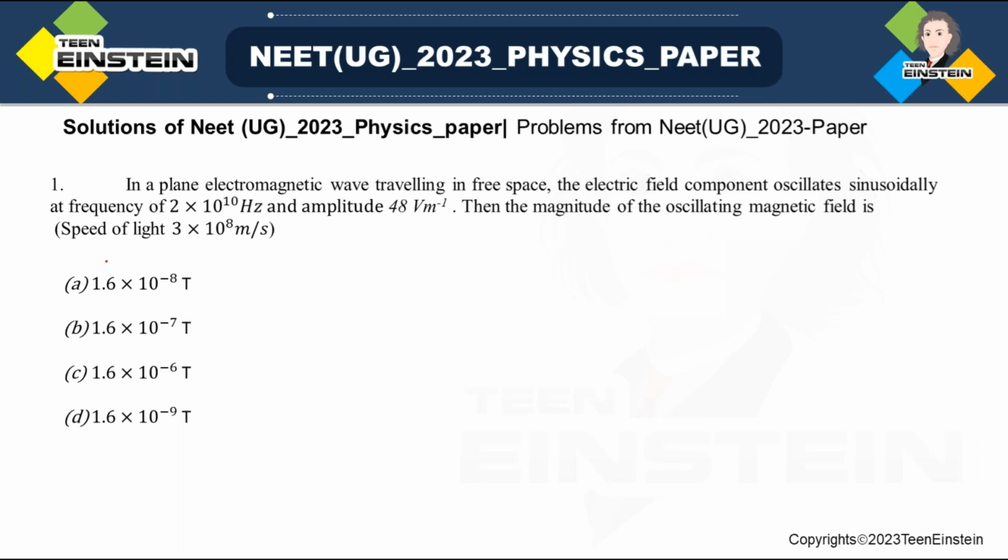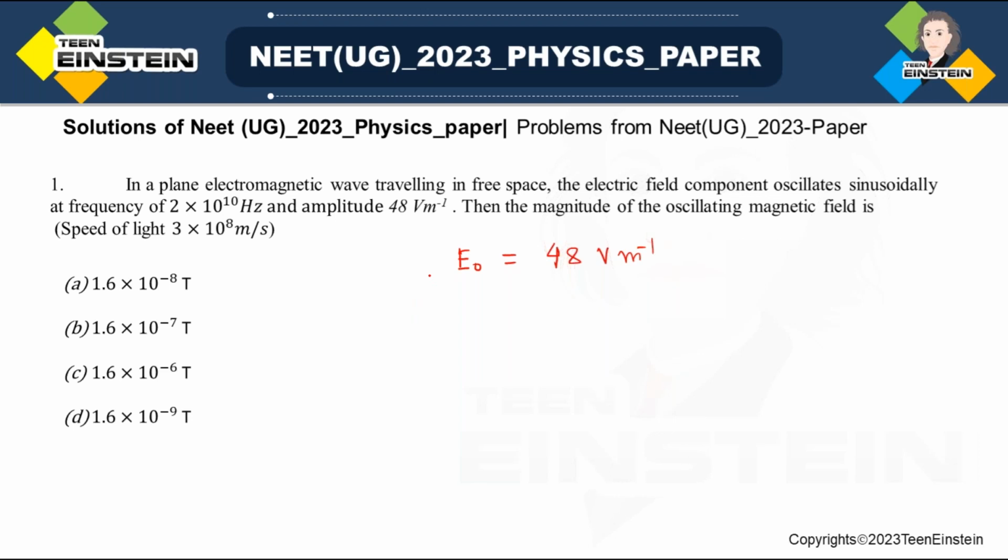So you have to answer this question where the speed of the light is given. So this is very simple question. Here the magnitude of the amplitude of the electric field is given. That means this is given as 48 volt per meter.